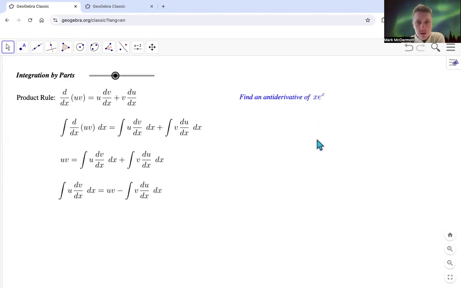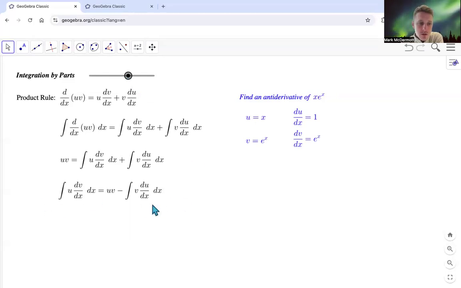So let me explain. If we've got an example like this, where it says find an antiderivative of x multiplied by e to the x, what we can do is say to ourselves, let's make this first function u, which we call x, and therefore the derivative du/dx is just 1, because the derivative of x is just 1. And then v is e to the x, so dv/dx is e to the x as well. Remember, when you take the derivative of e to the x, you get e to the x. So if you take the antiderivative of e to the x, you also get e to the x.